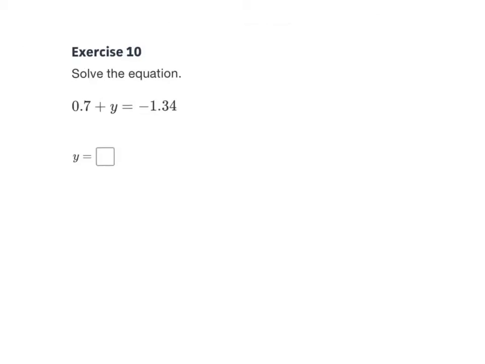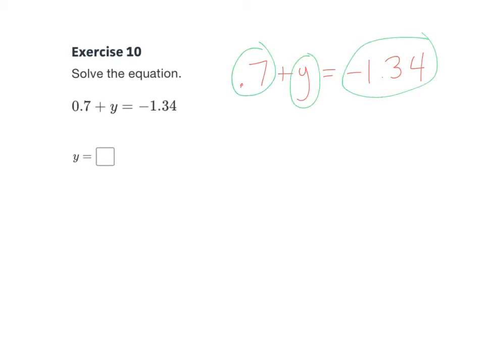Number 10, now we've got some decimals. So I've got 0.7 plus y is equal to a negative 1.34. My terms are 0.7, y, and negative 1.34. To isolate my variable, to get y by itself, I have to get rid of a positive 0.7. The inverse of a positive 0.7 is minusing 0.7. I'm going to do that to both sides.